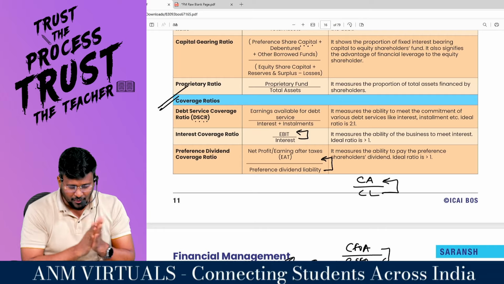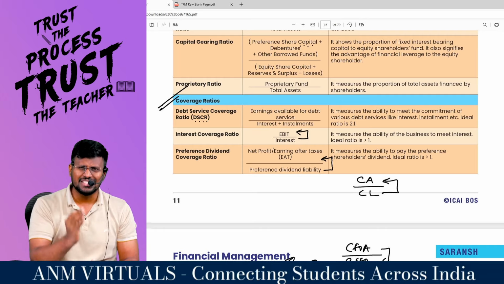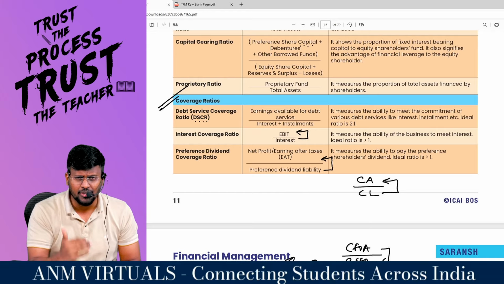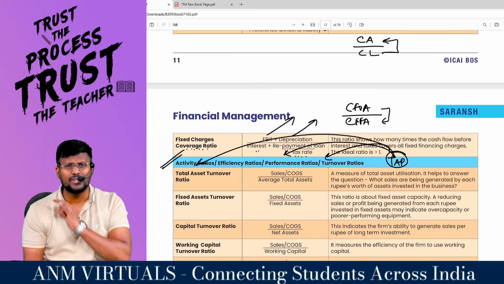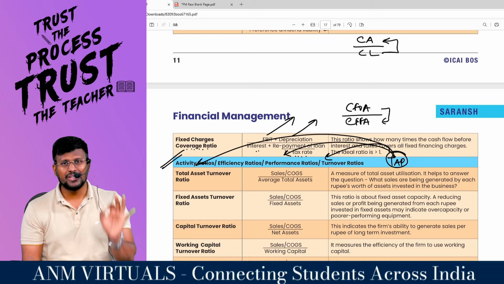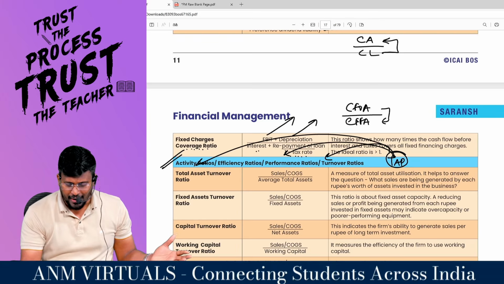So debt service coverage ratio, earnings available for debt service divided by interest plus installment. Interest coverage ratio, who will cover interest? EBAT. So EBAT divided by interest. Who will cover preference dividend? PAT. So PAT divided by preference dividend. And fixed charges coverage ratio, which is nothing but cash flow from operating activity divided by cash flow from financing activity, which is EBAT plus depreciation divided by interest plus repayment of loan, sir, divided by 1 minus T.